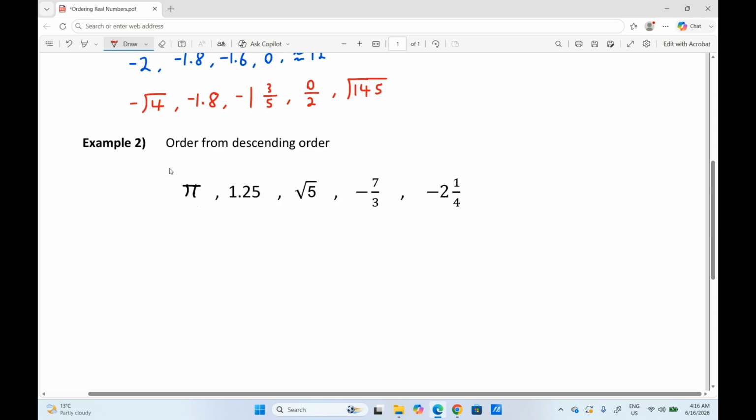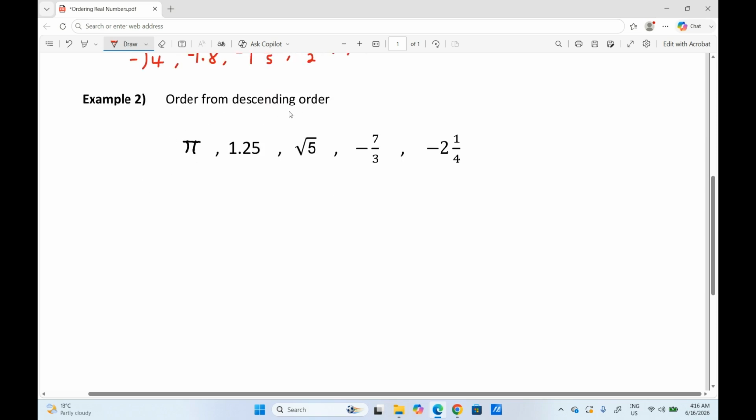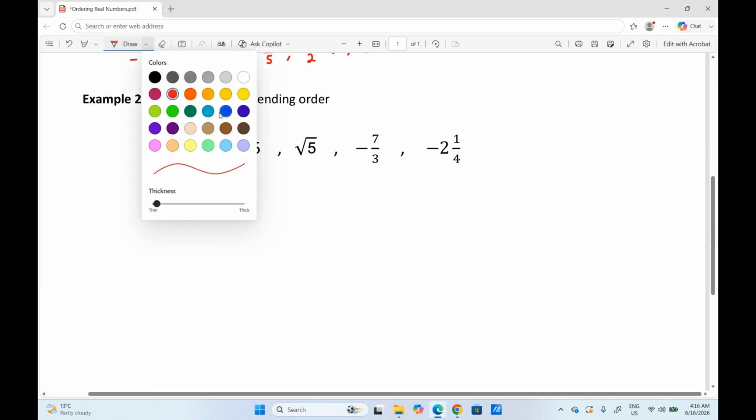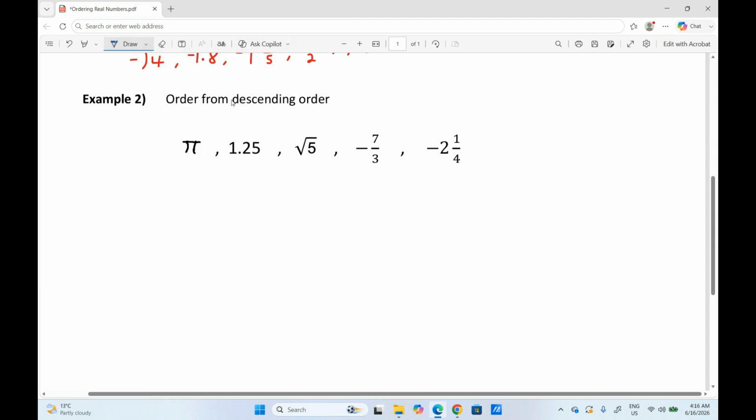Now in example 2, they asked me to order in descending order. Descending order means, I'll write it down, greatest to least, right? So I'm going from big to small pretty much. And ascending would be the opposite. It would be going from small to big, or smallest to greatest.